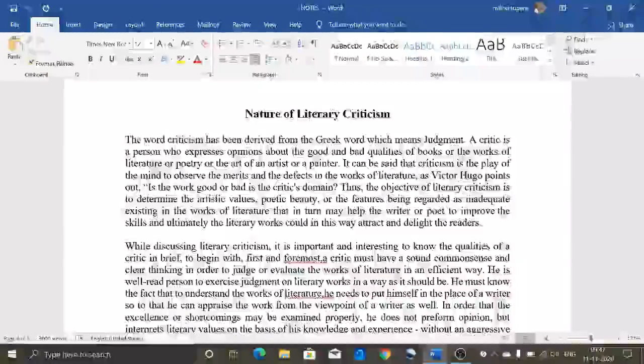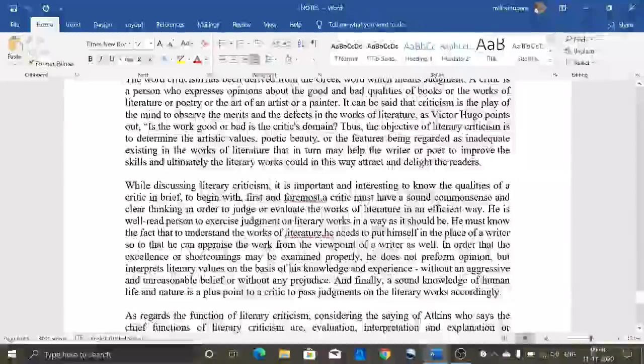If he doesn't have common sense and clear thinking, he will not judge or evaluate the work of literature in an efficient way. So efficiency is important, and for efficiency, there should be clear thinking in the critic's mind. He must have common sense. So he is a well-read person. He must have read a lot of literature.